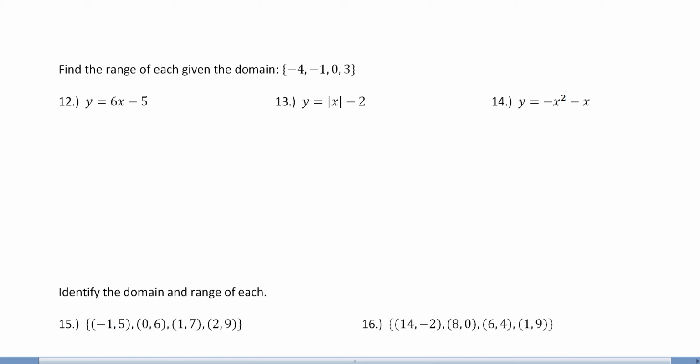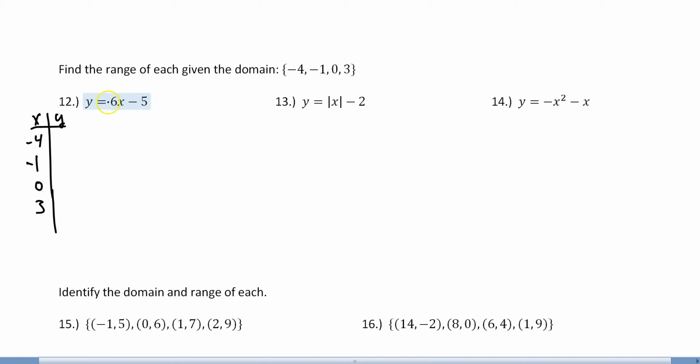This one says find the range given the domain. Again, this is basically asking you to do an XY chart and say, all right, here are the x values we want you to plug in. Remember, domain is the x value, so it's saying, hey, plug in a -4, a -1, a 0, and a 3, and see what you get.